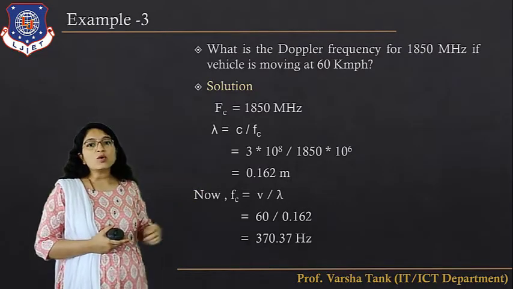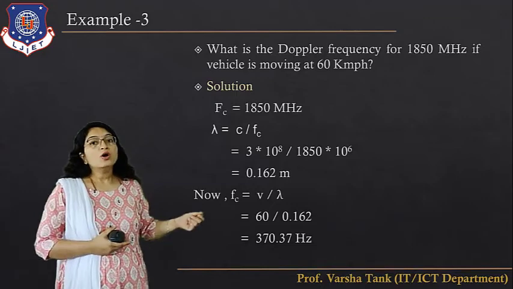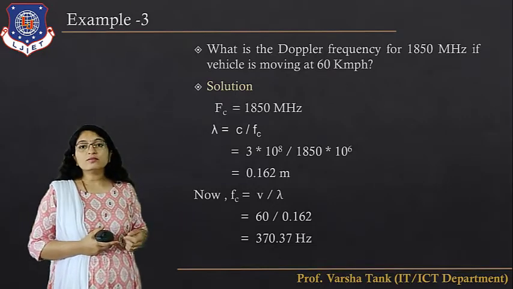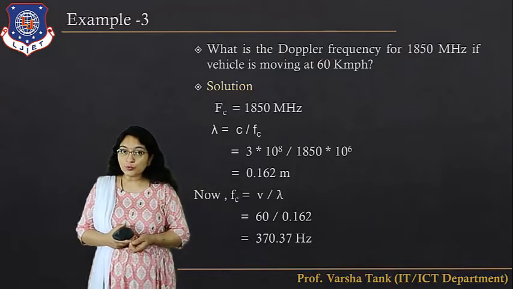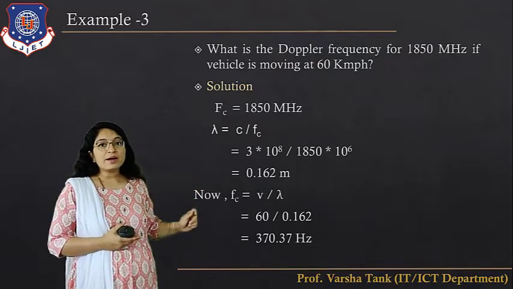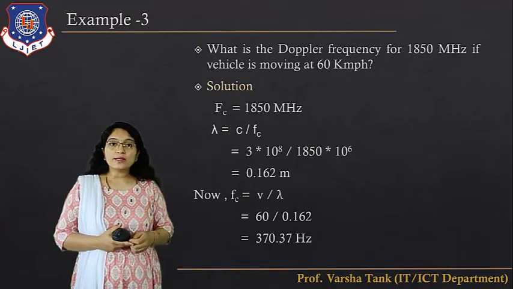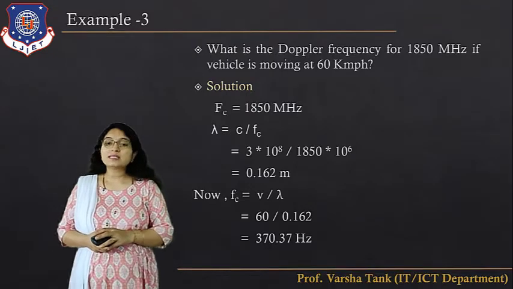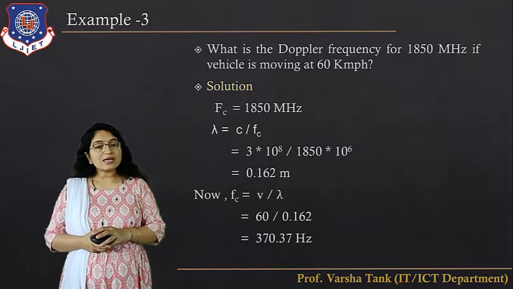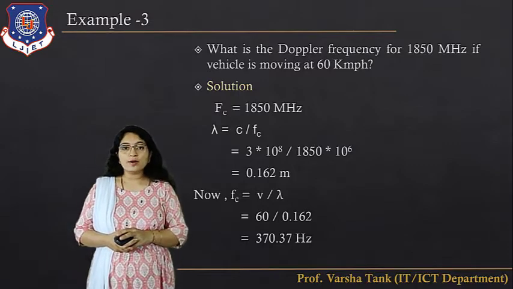Now fd is equal to v upon lambda. Here v, the velocity given to you, is 60 kilometer per hour. So 60 divided by 0.162, and you will get the answer 37 hertz. Okay, so these are the examples related to the Doppler shift.